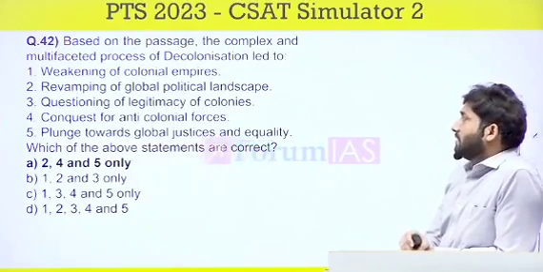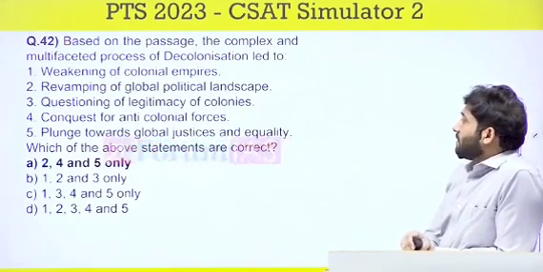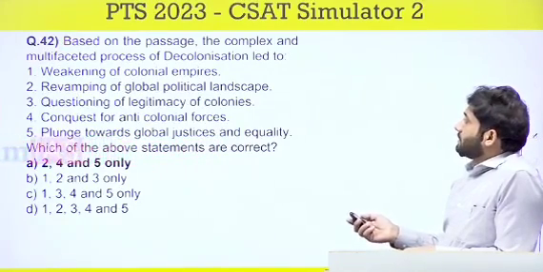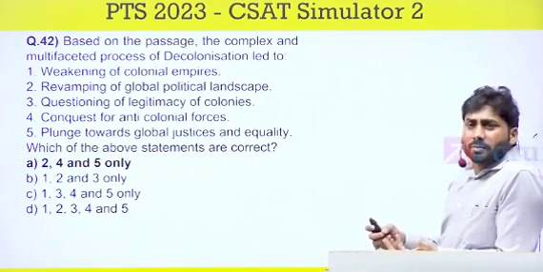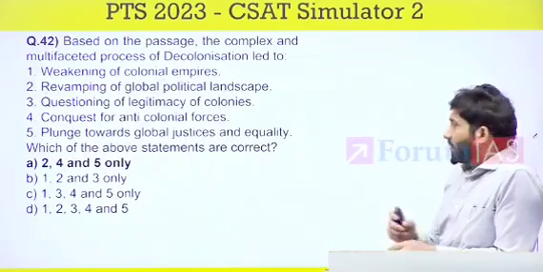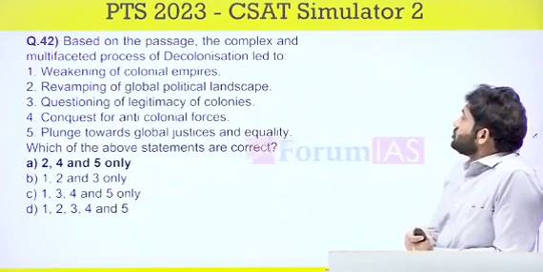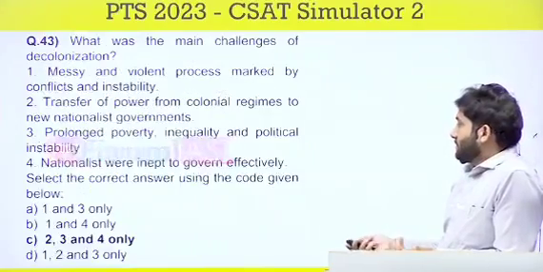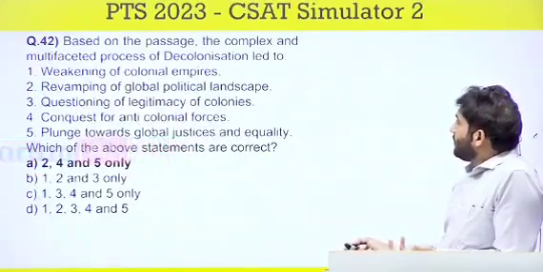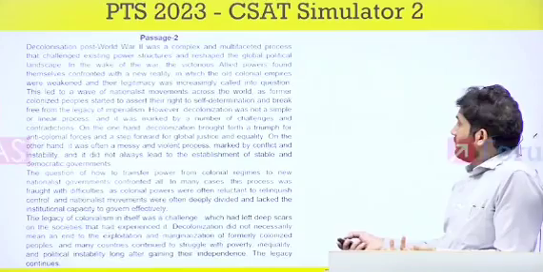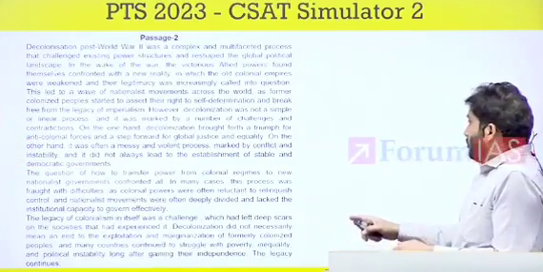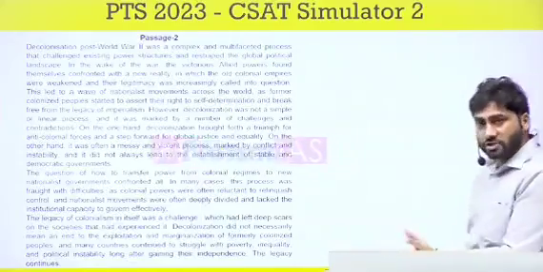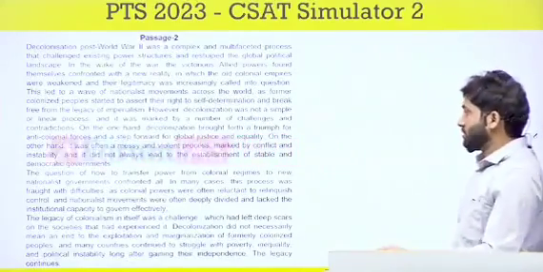That you cannot eliminate. Next says, see. So yes, conquest is a little harsher word, but again, you cannot eliminate that. That is quite near. Next, fifth, plunge towards global justice and equality. Yes. So it is not going back. See, global justice and equality, it has been said anywhere, but yes, it's not always true, but that was the aim of decolonization.